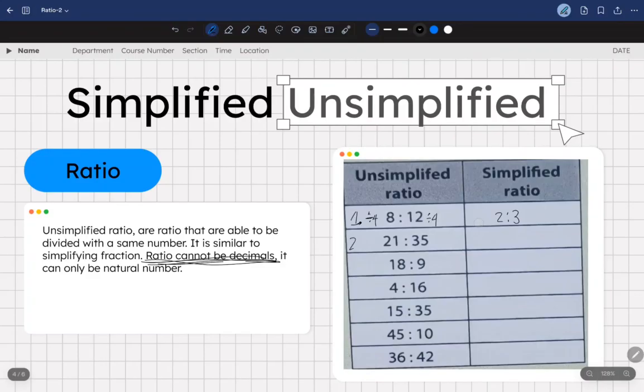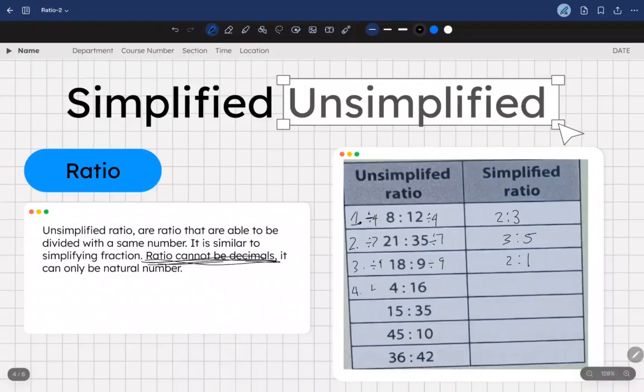Now let's try number 2. The common factor here is 7. So we just divide that by 7, that by 7, which comes to 3 to 5. If we divide that by 3, we should divide also that by 3, but that doesn't work. So this is the most simplified version. Now the next one. The common factor in the third question is 9. So we divided that by 9. 2 to 1. That's the most simplified version.